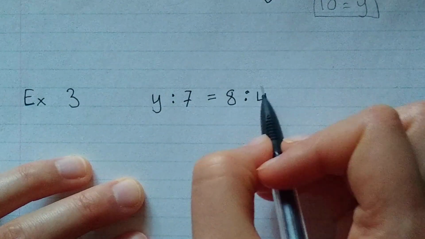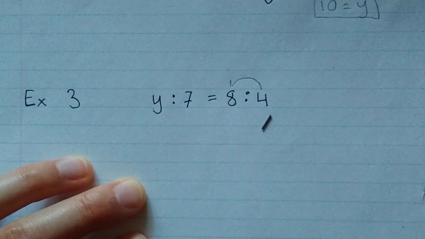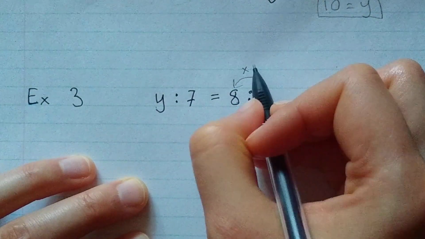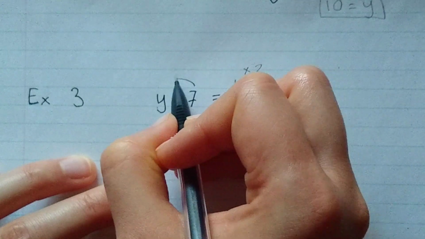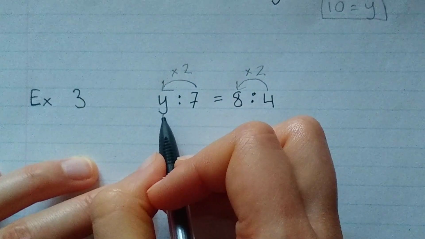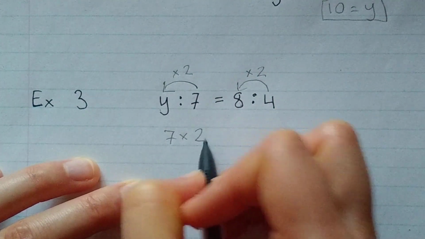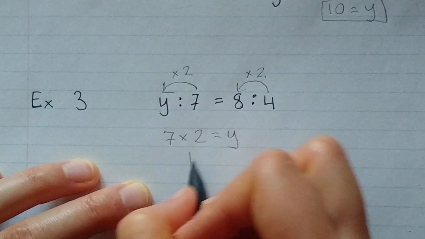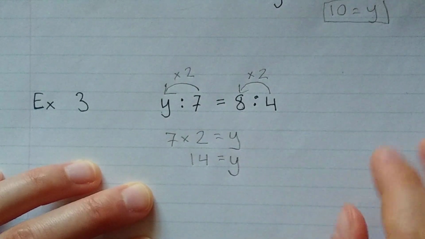I notice that 4, if I go from right to left, 4 times 2 is going to give me 8. So that means that on this side, if I go from right to left, 7 times 2 should give me y. So I'll write that here. 7 times 2 will give me y. And 7 times 2 is 14. So 14 will equal y.